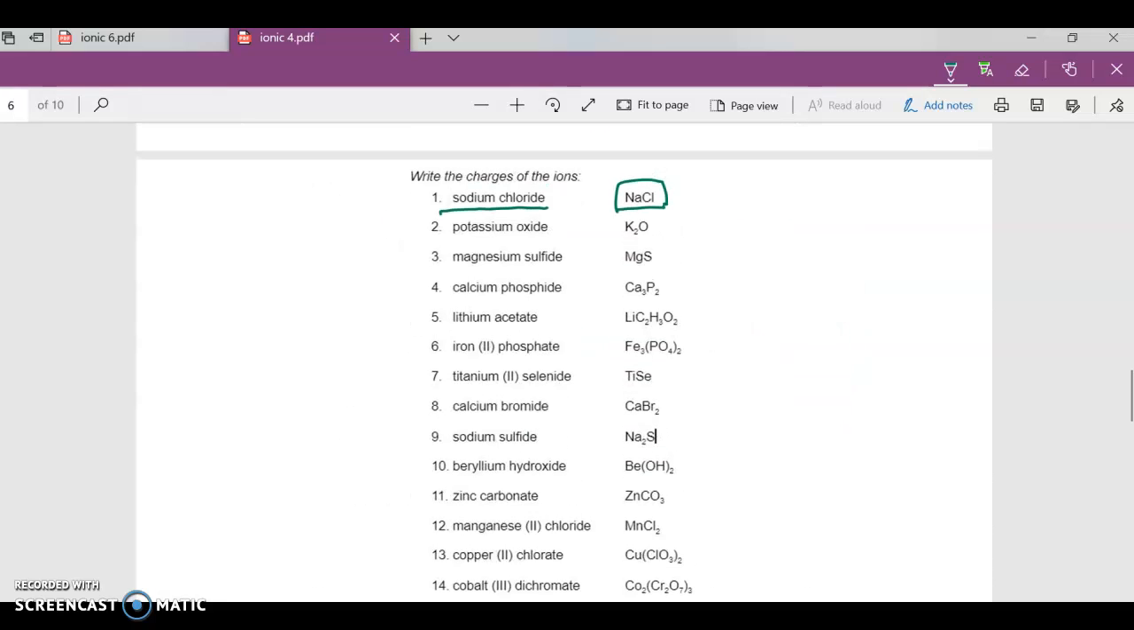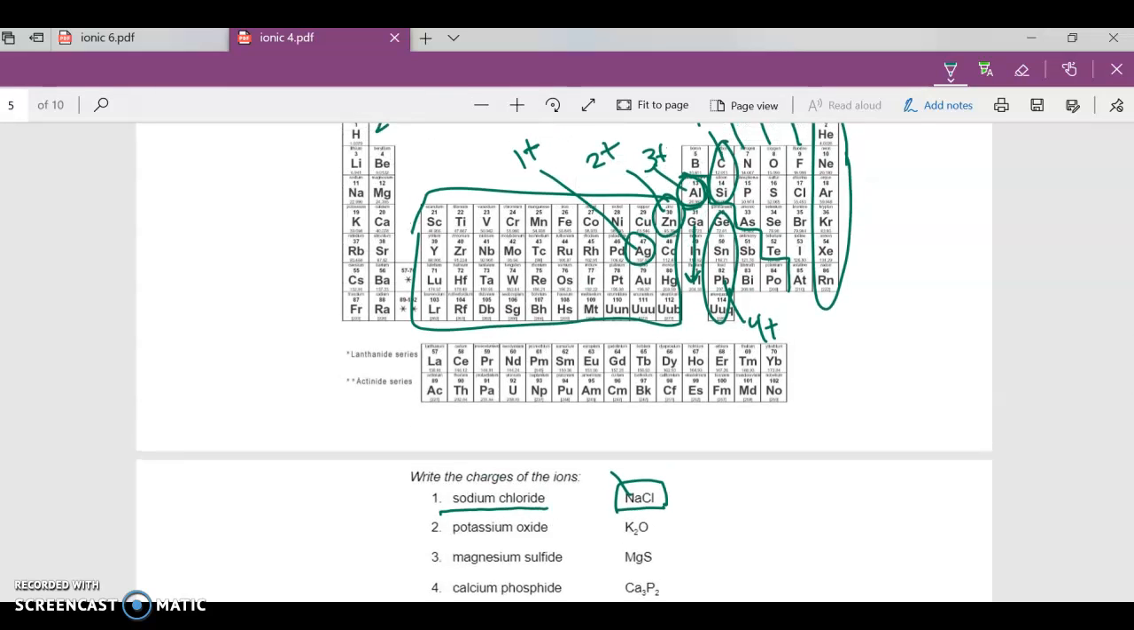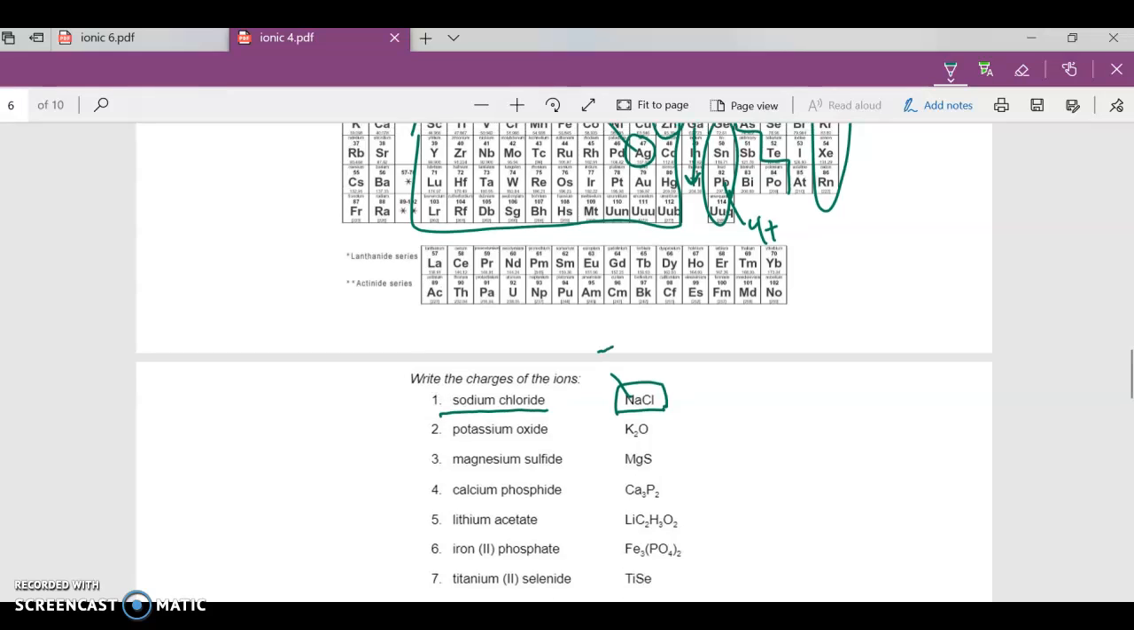Okay, let's go back to this part. So your job here is to find the charges for each ion. Like Na on the periodic table, it's in the first column, so it'd be a 1 plus. Cl will be your 1 minus, and that's all I'm looking for here. 1 plus and 1 minus.